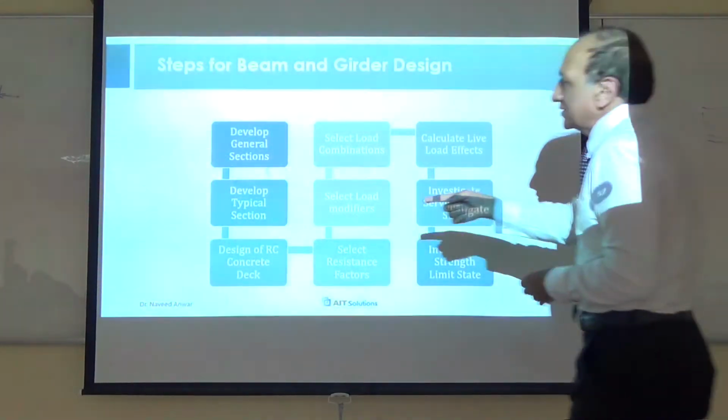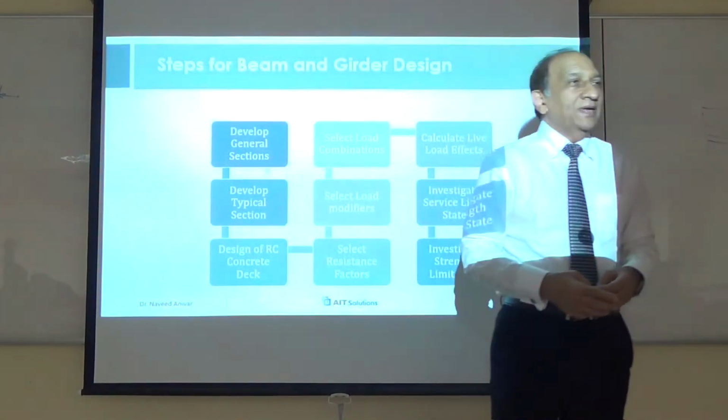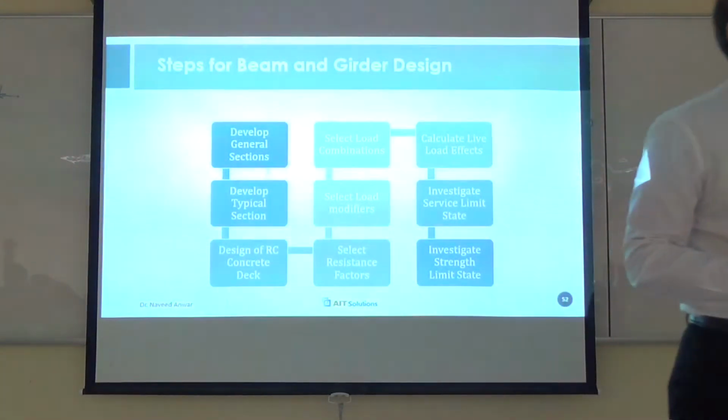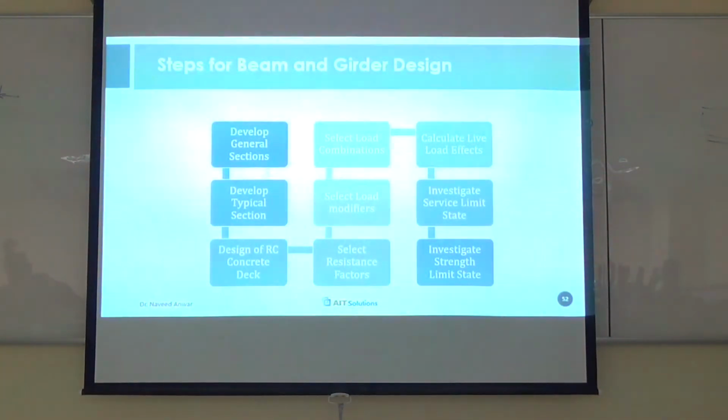Then develop the typical sections. What does it mean? Develop the general sections and typical sections. See, bridges are long, like I said, a 5-kilometer bridge. You cannot expect to model a 5-kilometer bridge in your real project. It's impossible. So you develop the overall bridge, then you say what are the typical portions, how many types of portions there are.